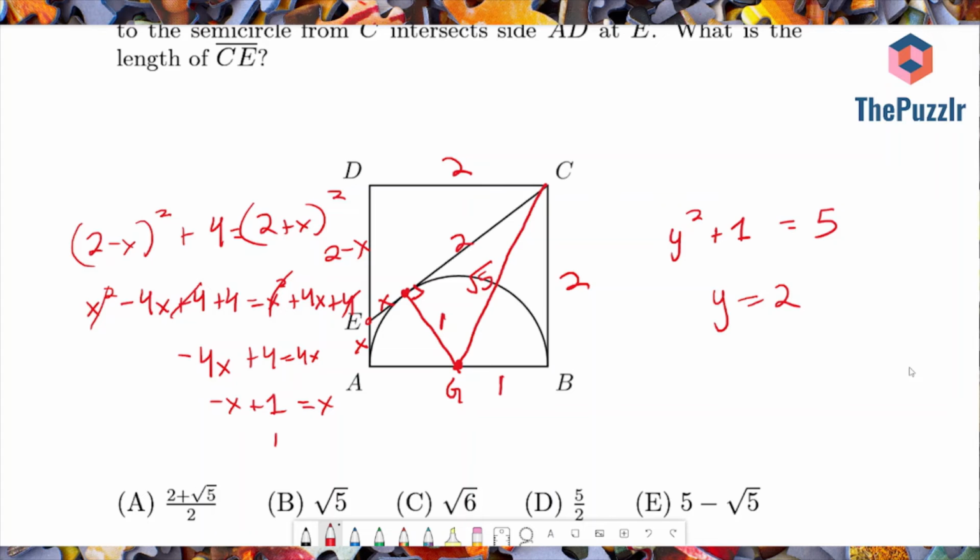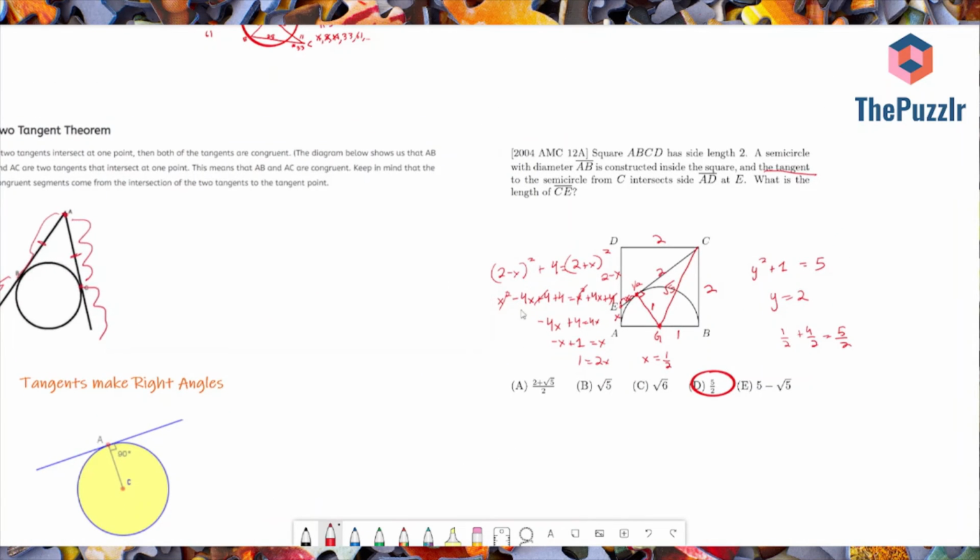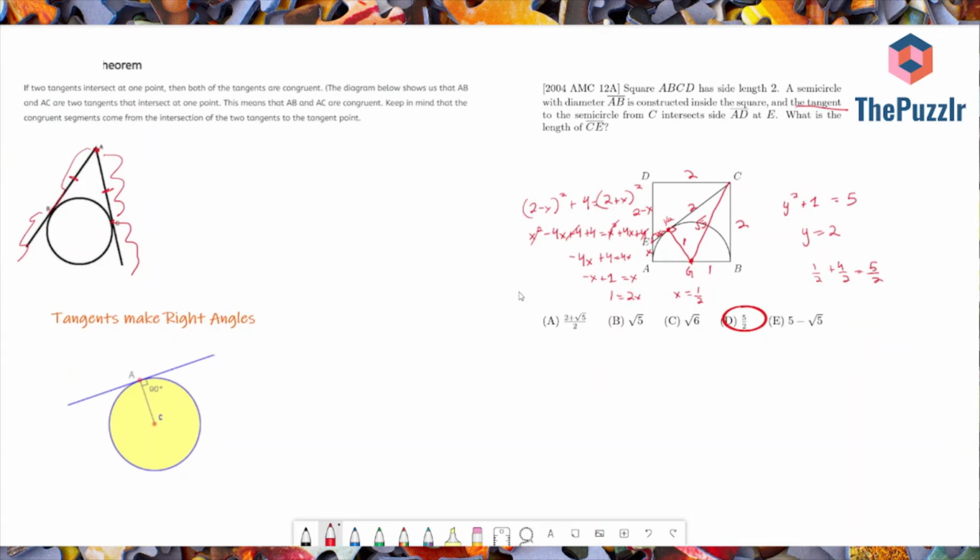Adding x to both sides, we get 1 equals 2x, or that x equals 1/2. Okay, well, x is this side length right here, so this is 1/2. So the total length of EC is 1/2 plus 2, which is 4 over 2, which gives us 5 over 2. So our final answer is D. And we solved that hard problem just by applying all the theorems that we know, including Pythagorean theorem, two-tangent theorem, and other ideas that we know.